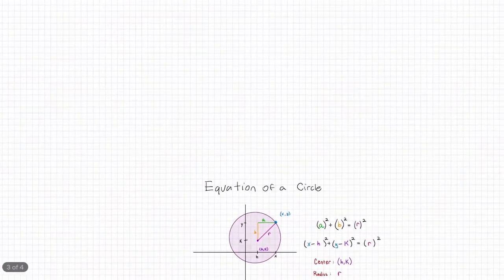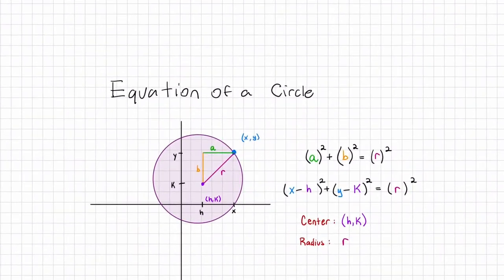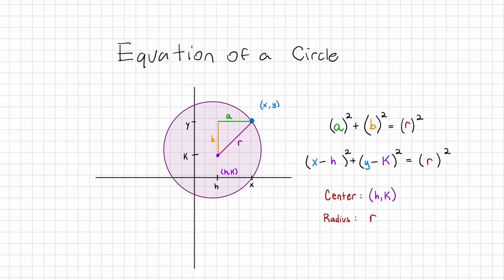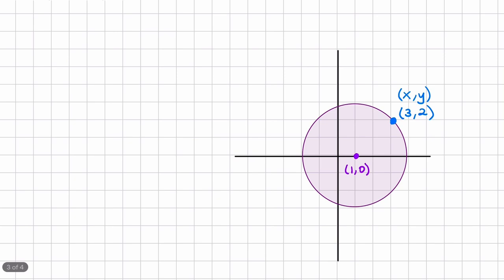All right. So we really trust this equation of a circle because we know a squared plus b squared equals r squared, but we can represent a as x minus h, and we can represent b as y minus k. And so we know that's still equal to r squared. This tells us the center and our radius. So for practice now, I'm going to ask, what is the equation of this circle?